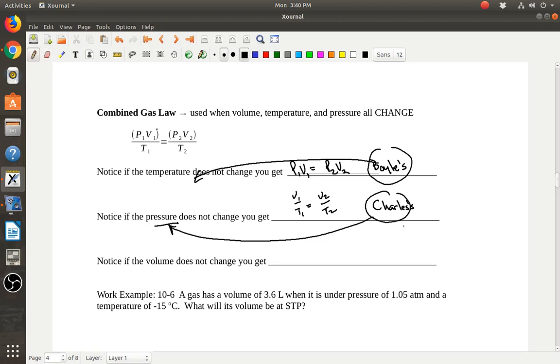Now, what if the volume doesn't change? Mark out volume. Then we have P1V1 over T1 is P2V2 over T2. Well, I'm sorry, volume is not there. Just P1 over T1 equals P2 over T2. And that's Gay-Lussac's law. So this combined gas law contains all of the other gas laws in one gas law. You can use it when you're evaluating the question and you see that there are two pressures, two volumes, and two temperatures.